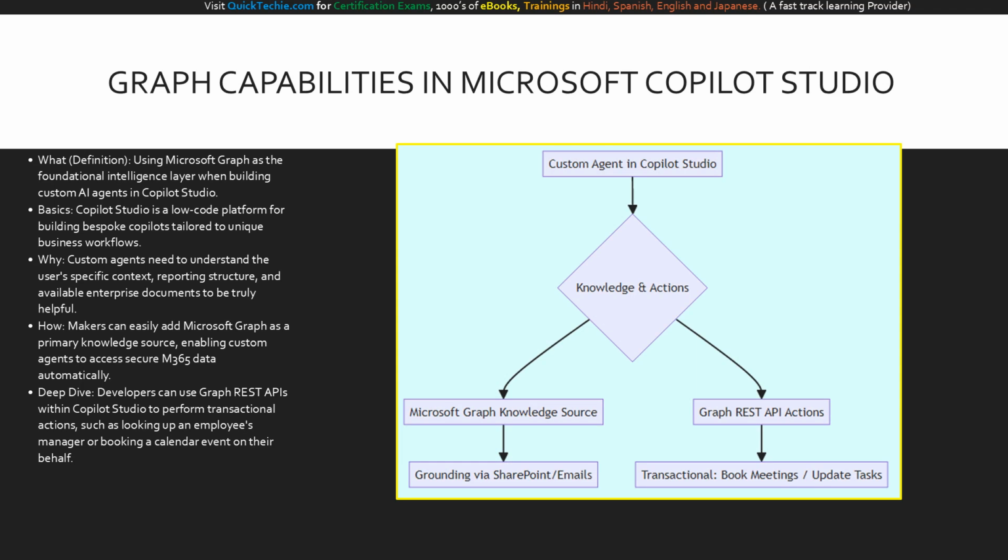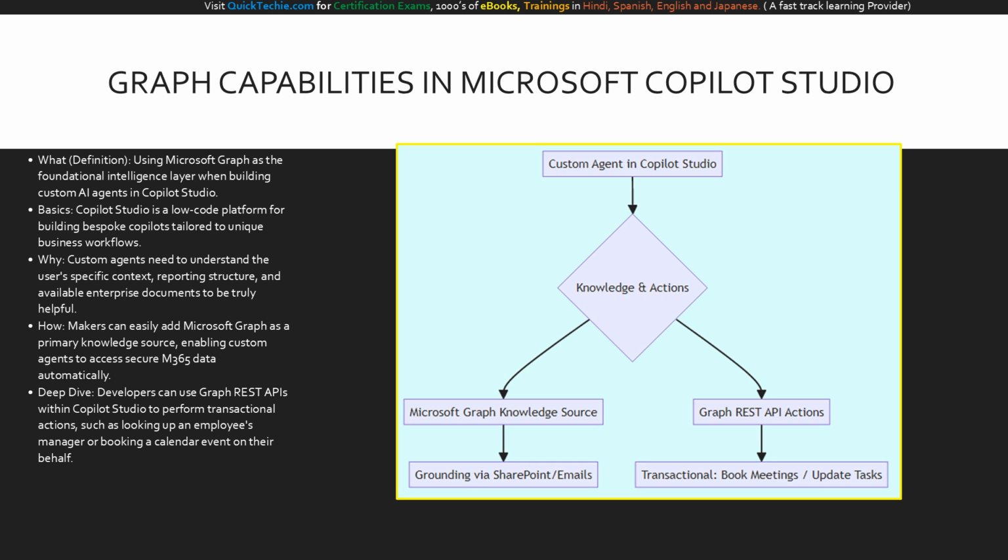Let's shift from using out-of-the-box Copilot to building your own solutions. How does Graph support extensibility? We do this through Microsoft Copilot Studio. By definition, we are using Microsoft Graph as the foundational intelligence layer when building custom AI agents. The basics of Copilot Studio are that it is a low-code platform allowing you to build bespoke copilots tailored to your highly unique business workflows.